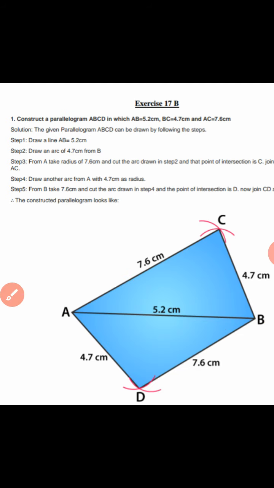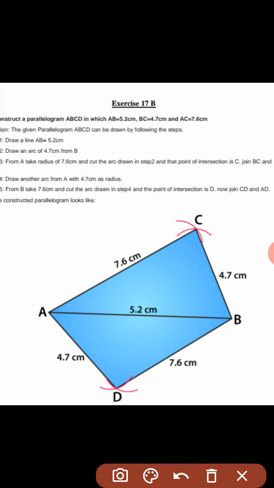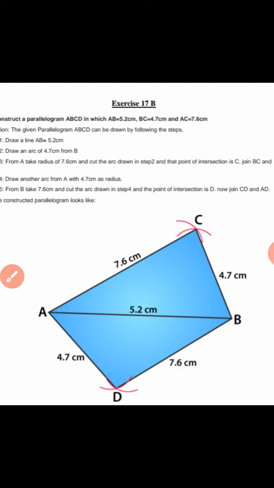Here it is a parallelogram, because you can see this opposite side AD is equal to BC, and here also AC is equal to BD. So in this way we can say that these two opposite sides are equal. So in this way we can complete this parallelogram. Now after this, see the next question.